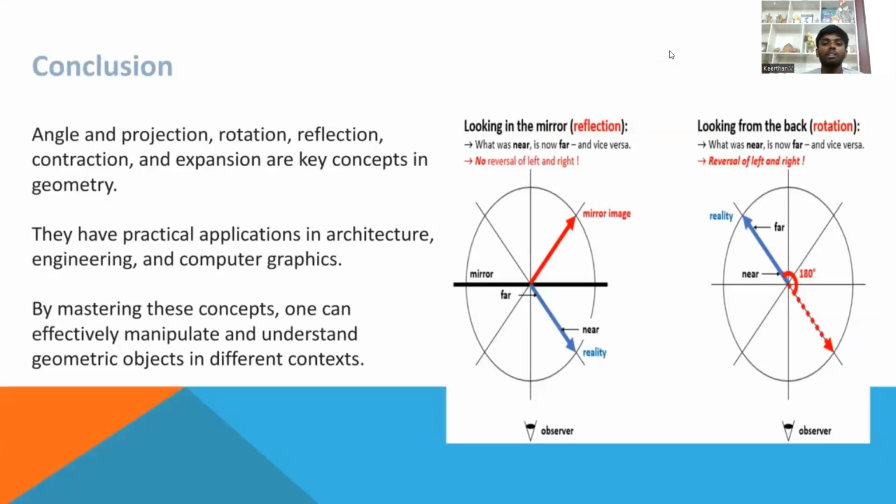We can conclude by saying that angle and projection, rotation, reflection, contraction, and expansion are key concepts in geometry. They have practical applications in architecture, engineering, and computer graphics. By mastering these concepts, one can effectively manipulate and understand geometric objects in different contexts.